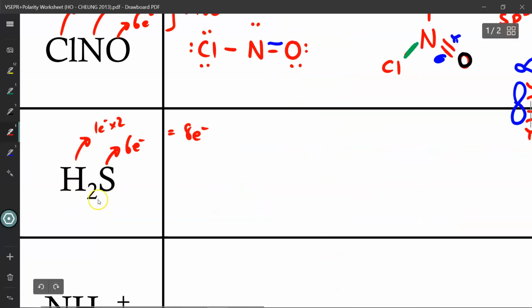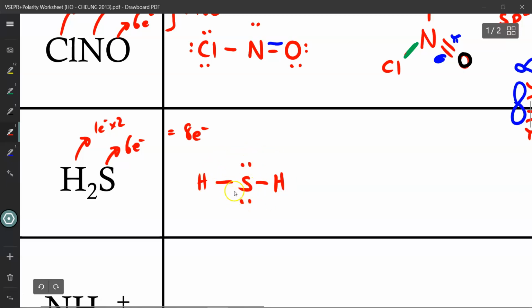Let's do the same for H2S: 6 electrons from the sulfur, 1 electron each from the hydrogens, gives you a total of 8 electrons. Sulfur will be my central atom. I know there's at least a single bond between them. Hydrogens don't form doubles or triples, but anyway, 2, 4, 6, and 8 for the remaining electrons. They're going to be lone pairs.